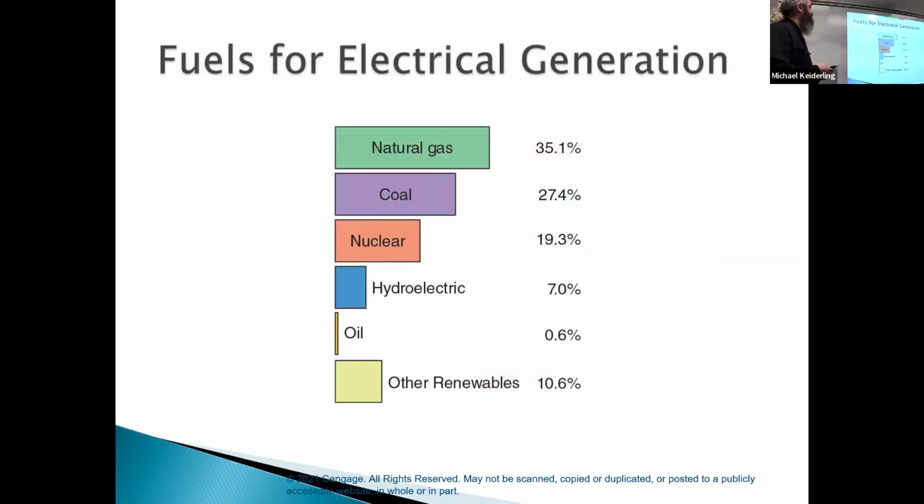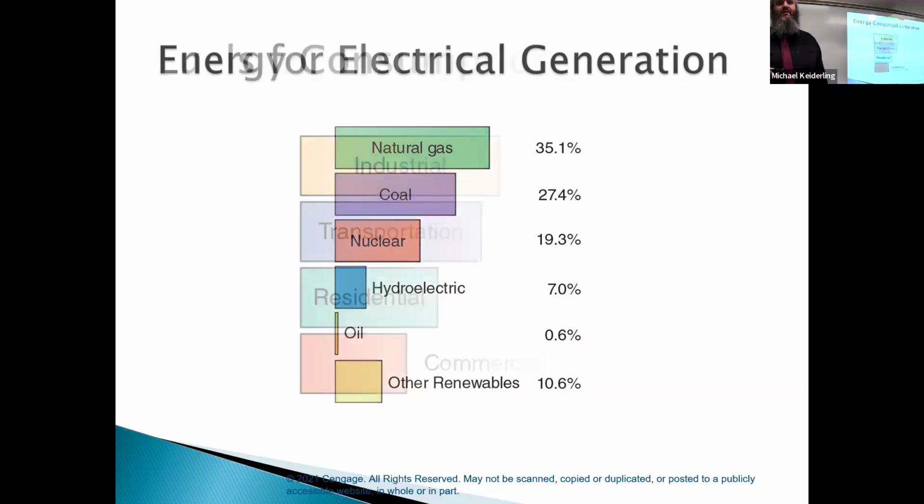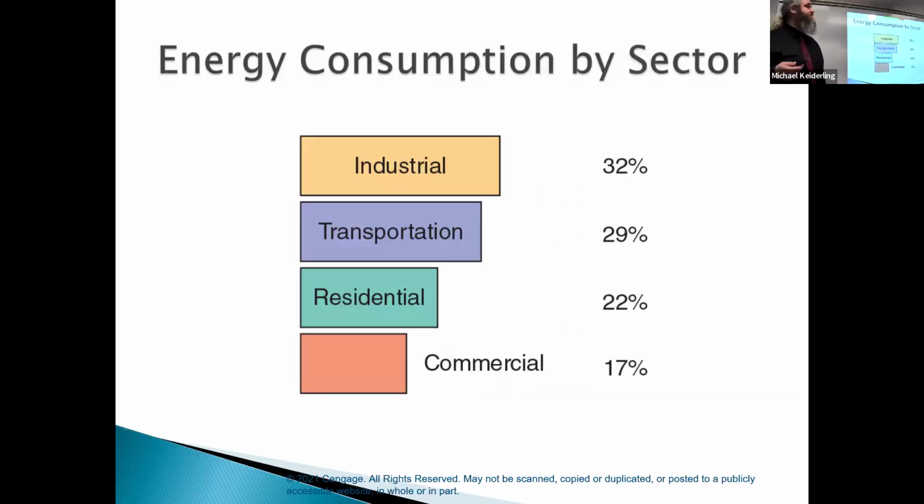And then for fuels for electrical generation, coal has gone down, natural gas has gone up. Nuclear, I think, has gone down a little. I think hydroelectric and oil are about the same. And again, other renewables has gone up, because solar got cheap, a lot more wind farms, things like that. Energy consumption by sector: industrial is about 32%, transportation is about 29%, residential is about 22%, commercial is about 17%.